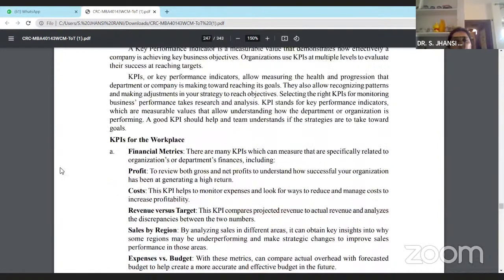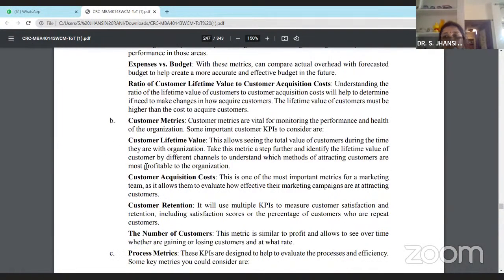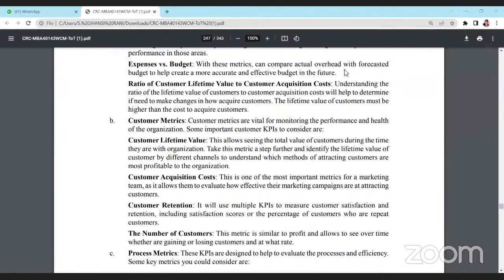And next, this was about financial metrics, and next we have customer metrics. Customer metrics are vital for monitoring the performance and health of the organization. Some important KPIs to consider are customer lifetime value. So now we will try to understand.